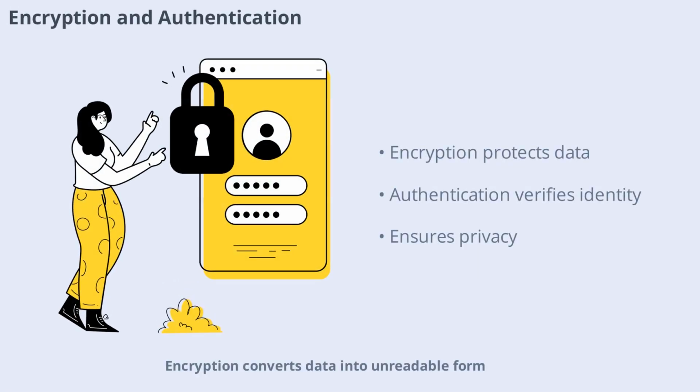Encryption converts data into unreadable form, ensuring that only authorized users can access it. Authentication verifies the identity of users through passwords, biometrics, or one-time passwords. These measures are critical for protecting sensitive information and maintaining privacy.